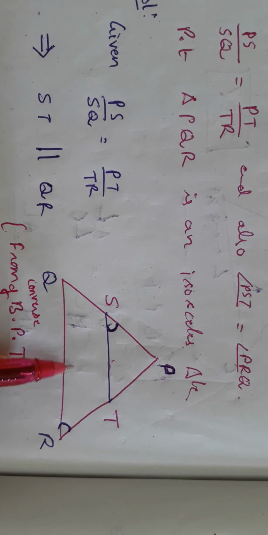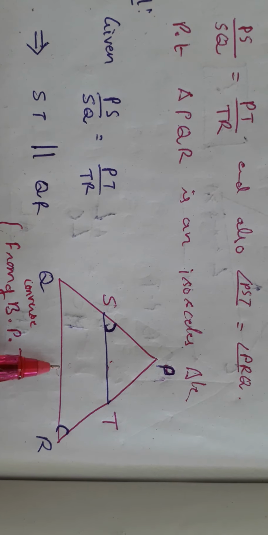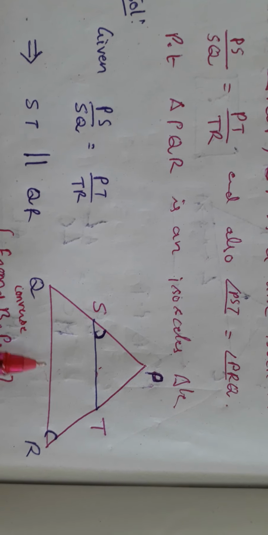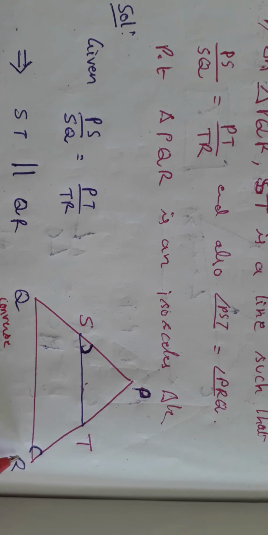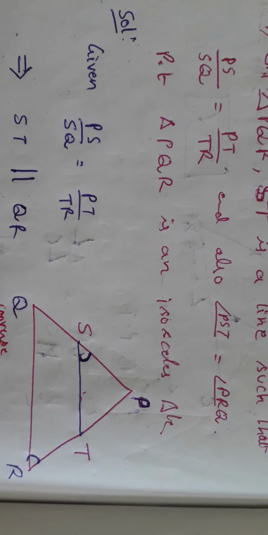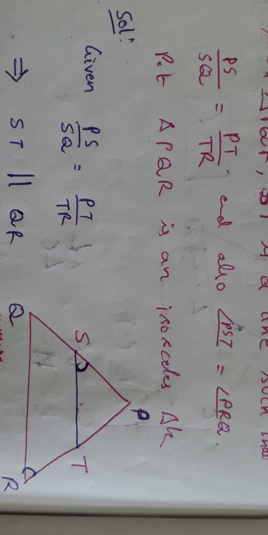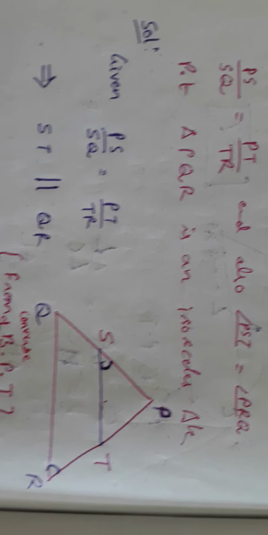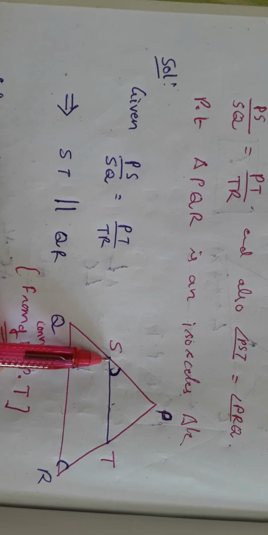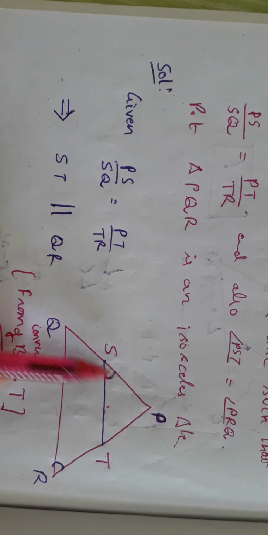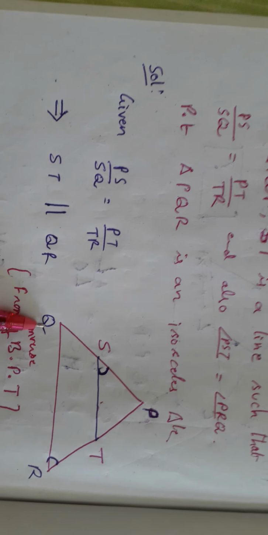I am not putting the arrow marks here because while solving or while copying the notes, you may think that this is already given. No, it is not given. What is given is PS by SQ is equal to PT by TR, and from that you are concluding that this is parallel to this. That is why I am not putting the arrow marks here, children. Right. And now what is the next point which is given to us? That angle PST is equal to angle PRQ.